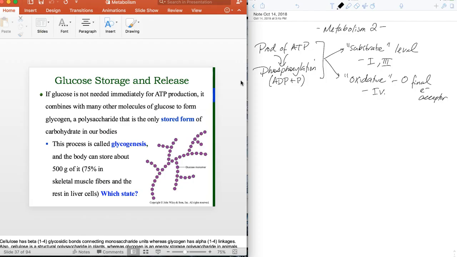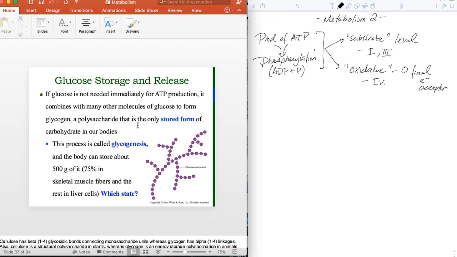Now, when you think about glucose, glucose is a major form of energy. It is the major energy form, of course, in your blood. And we'll talk about some of these different states now. Let's talk about this process called glycogenesis.